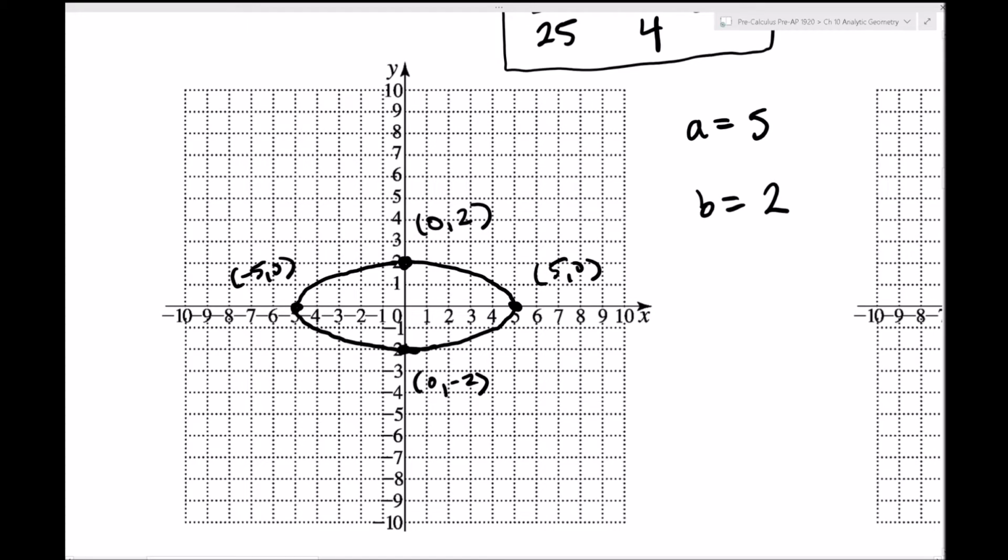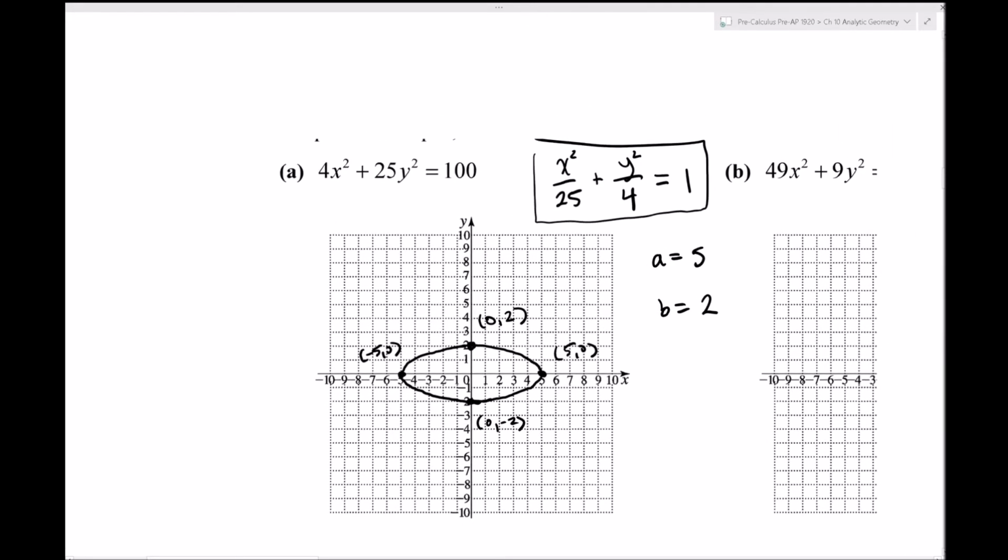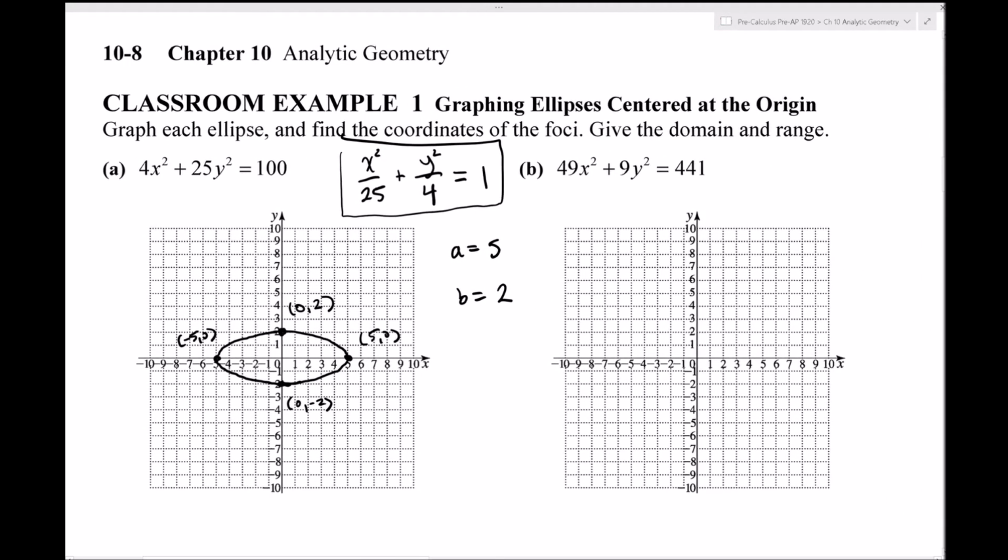And this one's not too bad. That one's good enough for me to keep. So let me go back and read the directions. Graph each ellipse. Find the coordinates of the foci. So those I don't have. So I'm still missing the coordinates of the foci.